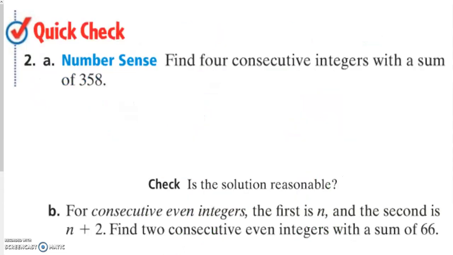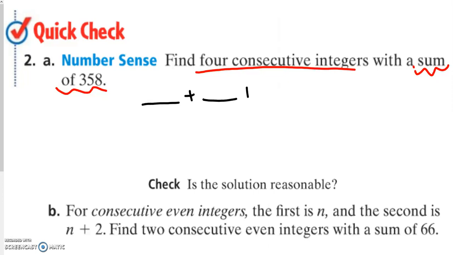Here's one for you to try. Find four consecutive integers with a sum of 358. Probably pause the video, give it a try, and then come back. Alright, so I've got four numbers, and they have to have a sum of 358.